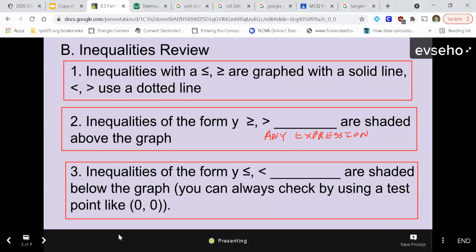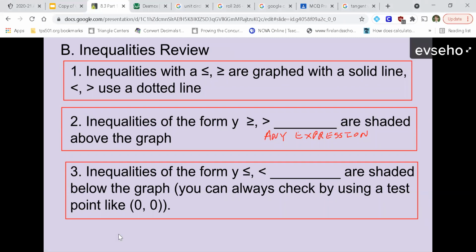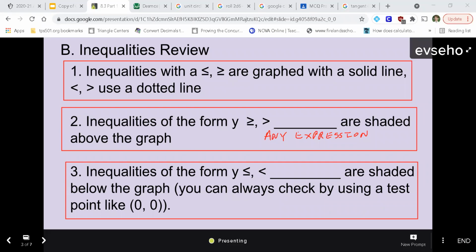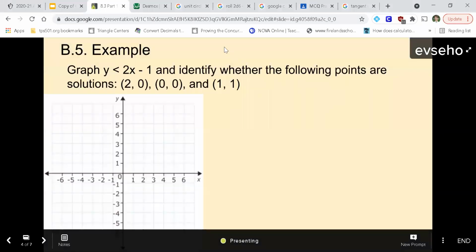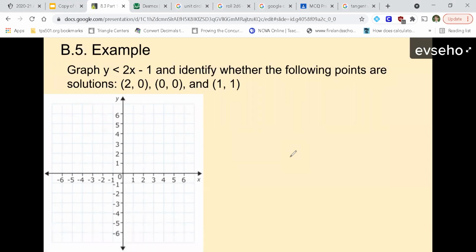Other than those three things, you graph inequalities the same way you would graph a linear equation. Those are the only differences. Okay, does anybody need more time to write? All right, most important thing, go into your notes today then. This example. I think if you follow along and pay attention for this example, this lesson 8.3 will be easy peasy lemon squeezy for you.